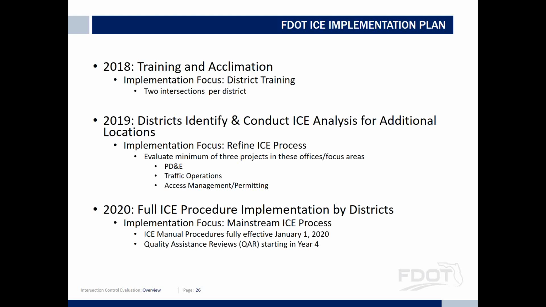There are some safety considerations when we select intersections. We don't want to go to the hotspot selection or the historical crash selection method. We want to go to a more predictive analysis method, and that's for everyone that has had training in the Highway Safety Manual knows about that, and we encourage that type of network screening rather than selecting the hotspot or locations. In year three, which is 2020, full ICE procedure implementation by the districts is required. And we will start QAR in year 4.